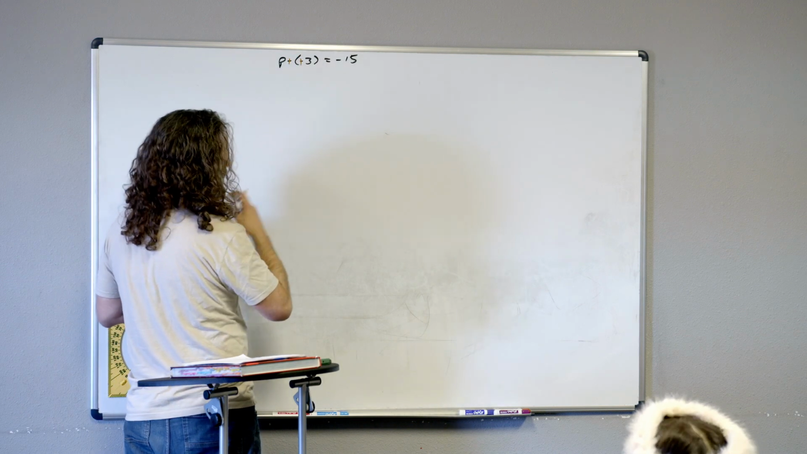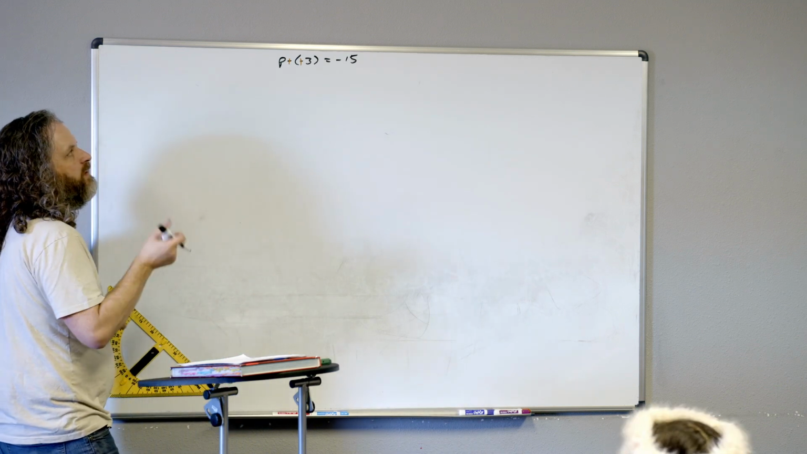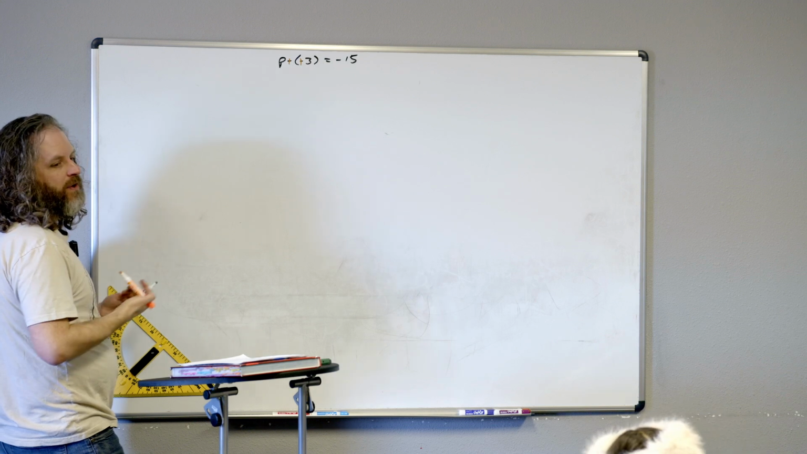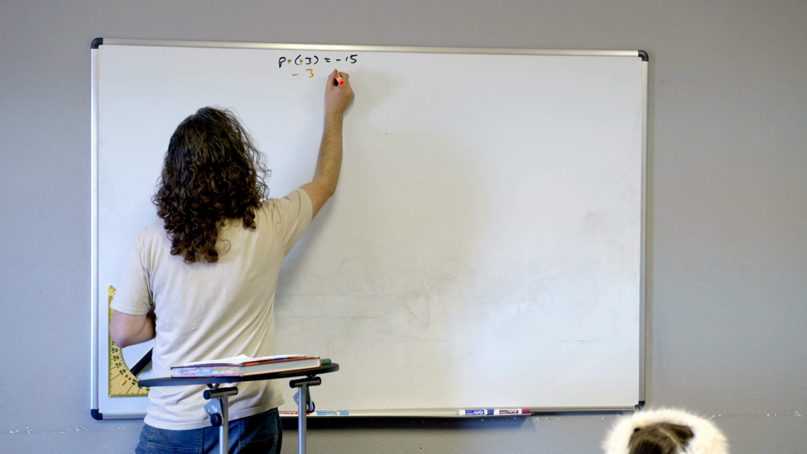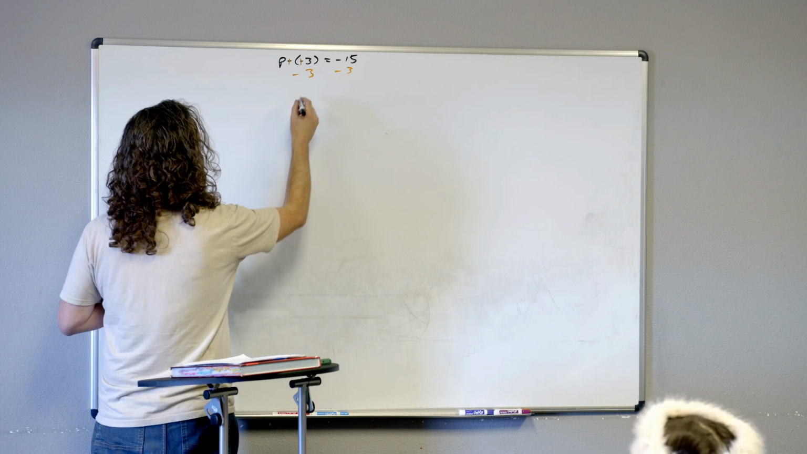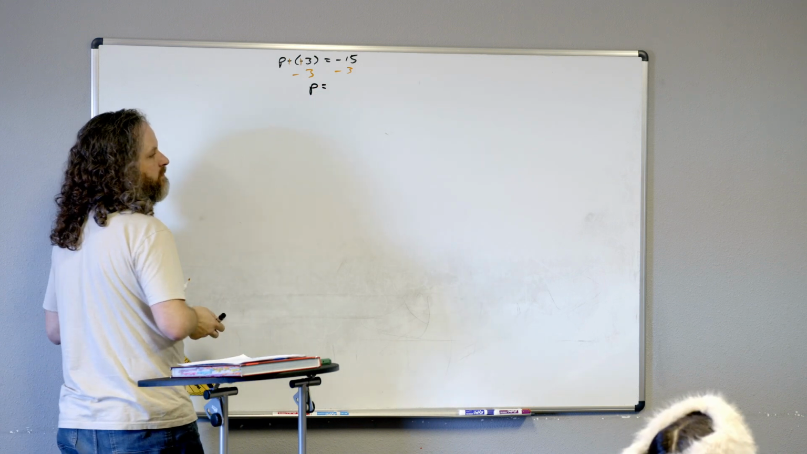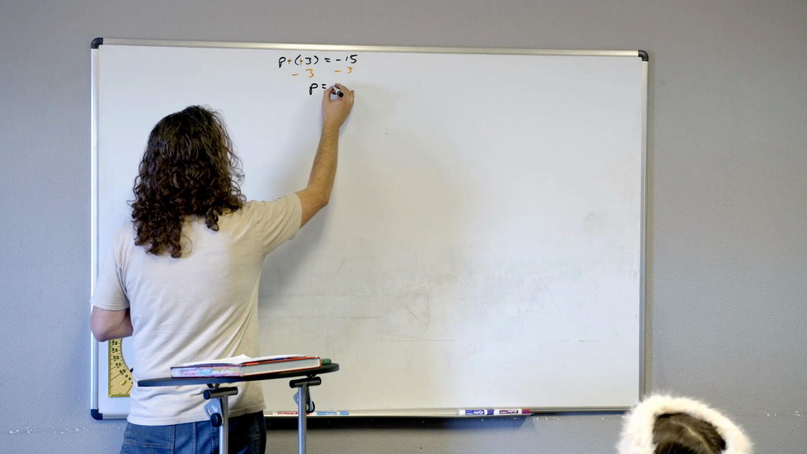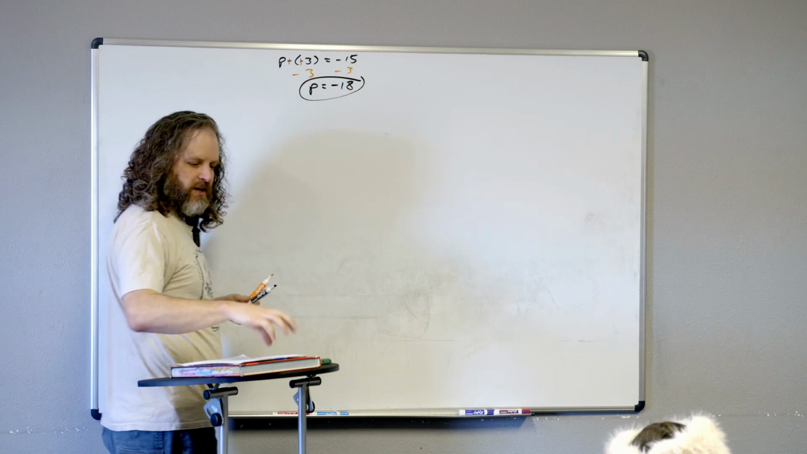Now, how's that 3 attached to the P? Is it added, subtracted, multiplied, divided, or something else? It's added. So how do we get rid of it? Subtract it. So we're going to subtract 3 from both sides. What's negative 15 plus negative 3? Negative 18. Signs are the same, so we add and keep the sign, right?